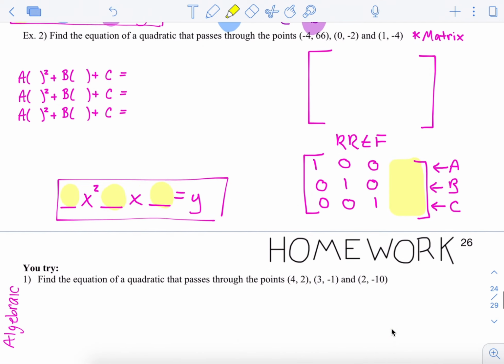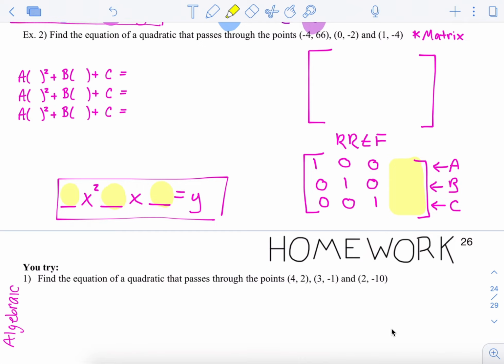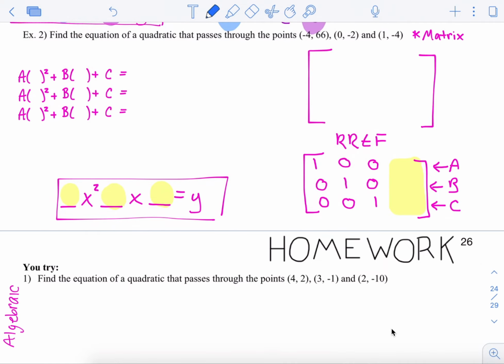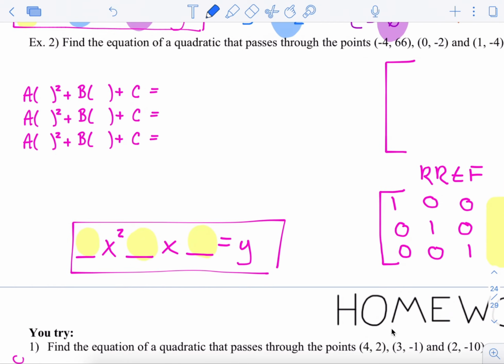If you remember from 6.5, we learned that matrices are way easier to work with as far as solving. They don't require as much work, but they do require access to a calculator. So we're going to go ahead and do the same thing for these. We're plugging in x's and y's to start with. So that first one, my x is going to be -4, and my y is 66.